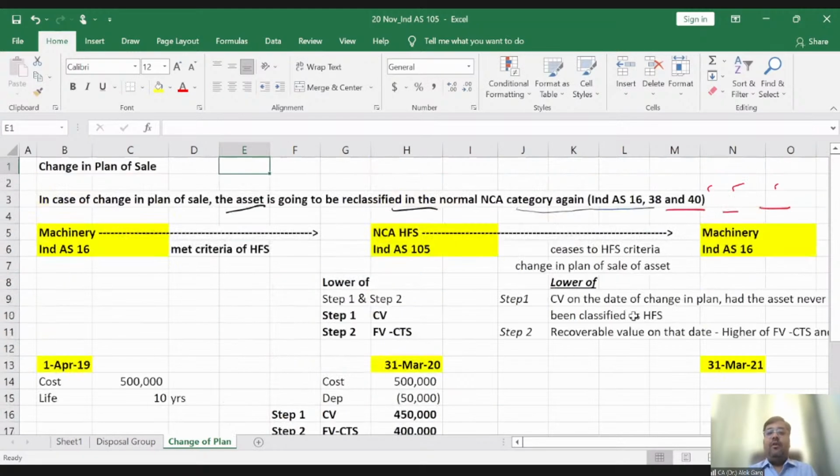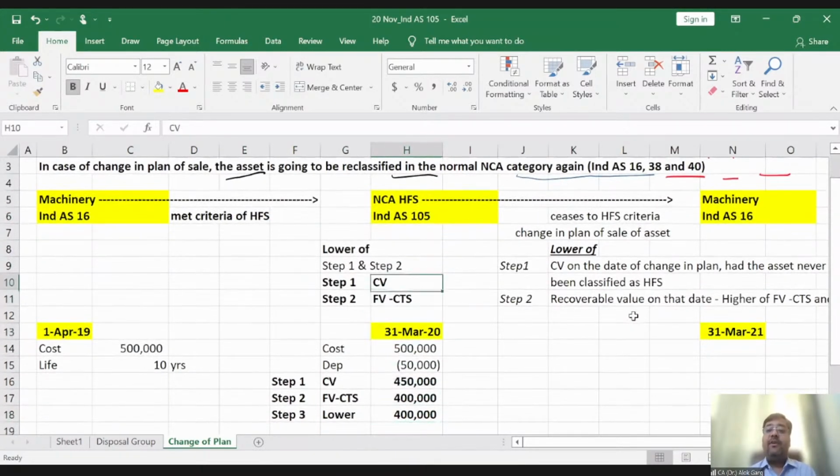Okay, sir, this we were already aware of. On 31st March 20, this was classified as NCHFS. After 1 year, as on 31st March 21, the plan has been changed, and this asset was moved from Ind AS 105 back to Ind AS 16. Earlier it met the HFS criteria and moved from Ind AS 16 to 105. Now it ceases to meet the HFS criteria.